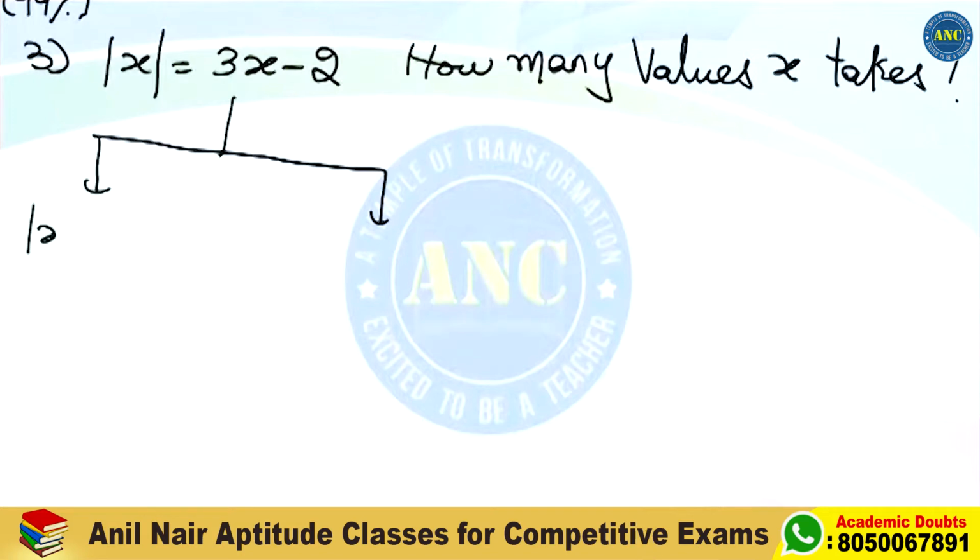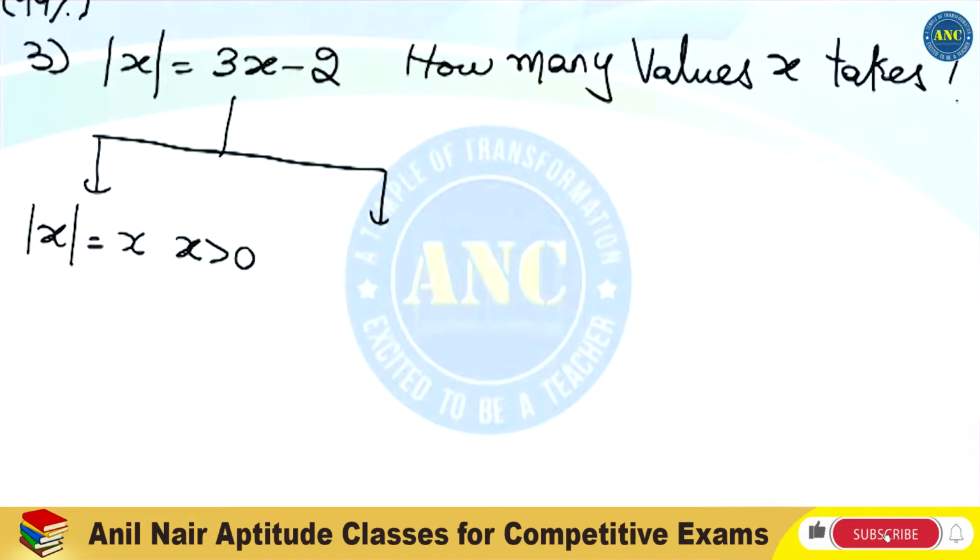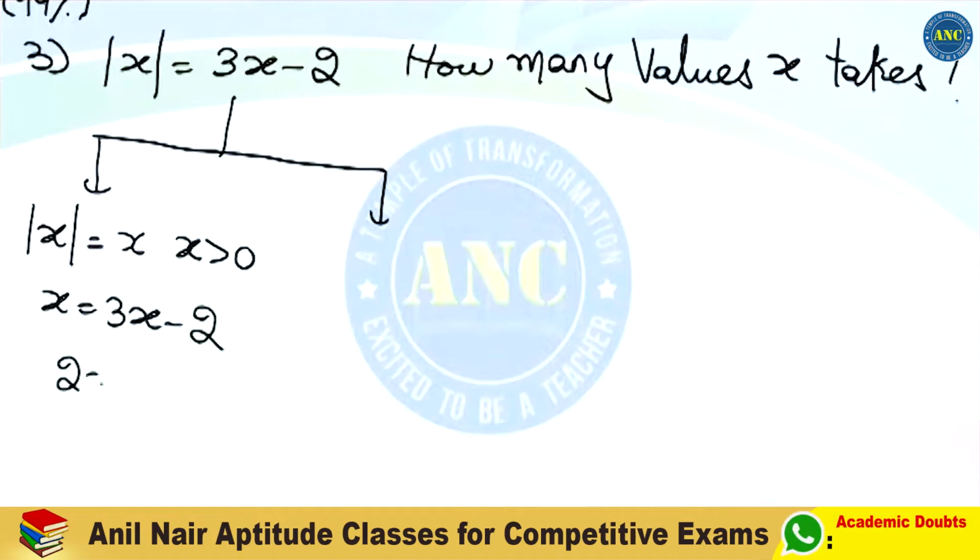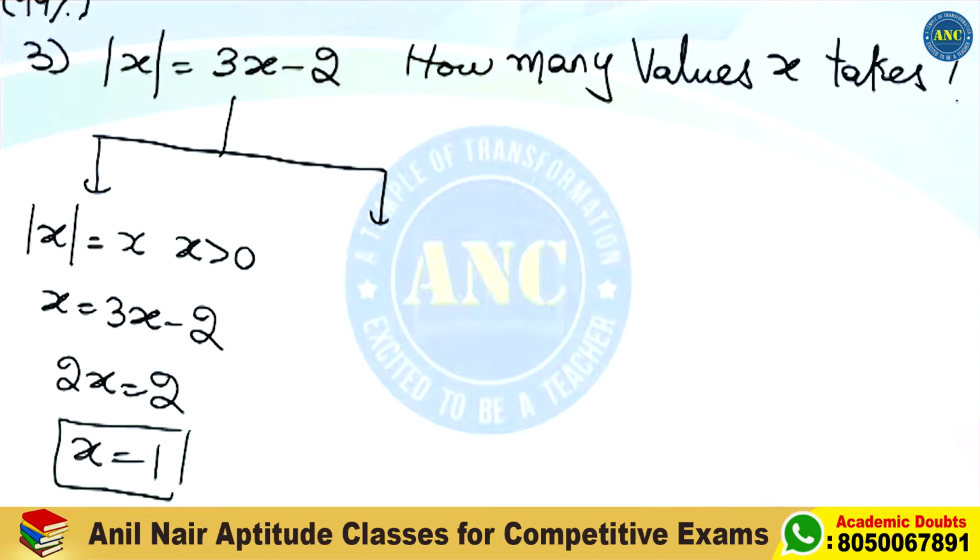The mathematical definition says mod x is nothing but x if the inside value is positive. So x is greater than 0. It cannot be equal to 0 because 0 would have to equal 3 into 0 minus 2, and 0 cannot equal minus 2. So x equals 3x minus 2, so 2x equals 2, x equals 1. One value is satisfying. Definitely mod of 1 is 1, and 3 into 1 minus 2 is 1. The next case is mod x equals minus x.